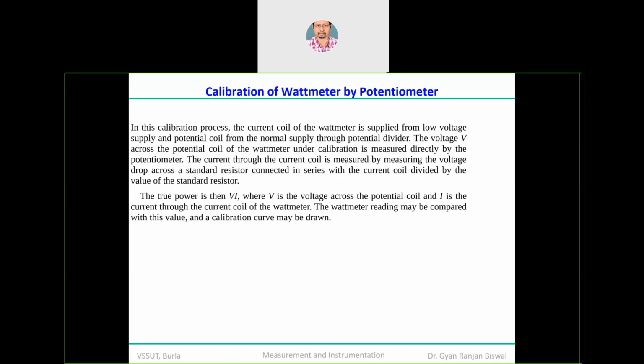Therefore once you have done the calibration of the voltmeter and ammeter, you will be able to measure the true power. Remember, it's not an average power. Be noted that it will give you the true power. True power means the RMS value of the power, which is equal to VI, where V is the voltage across the potential coil and I is the current through the current coil of that particular wattmeter configuration.